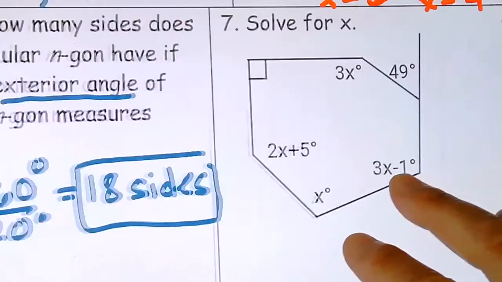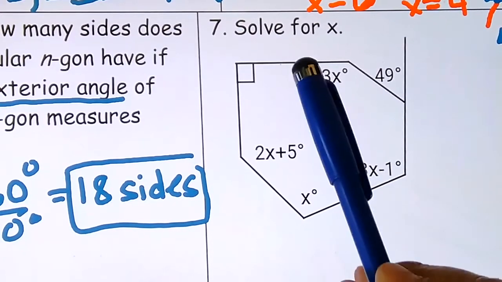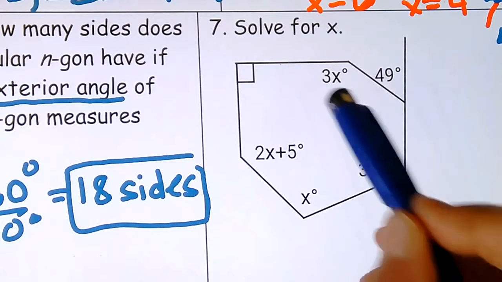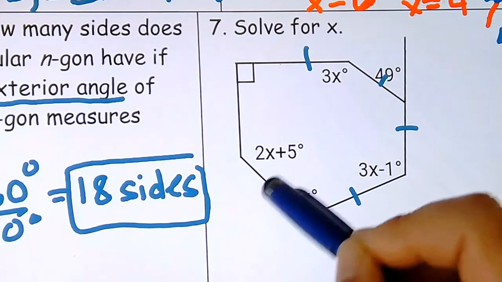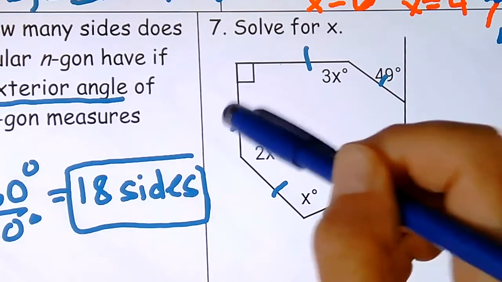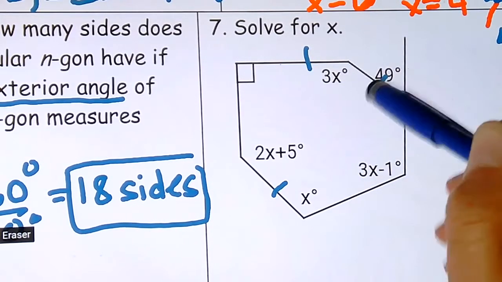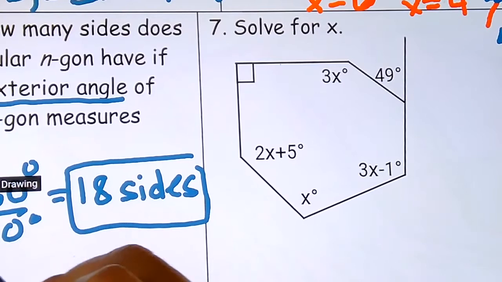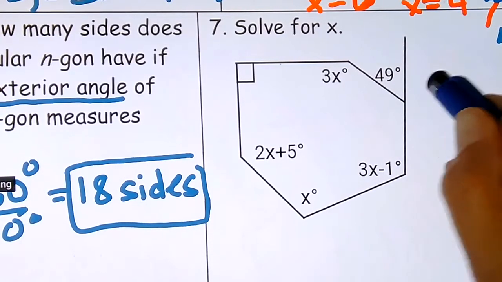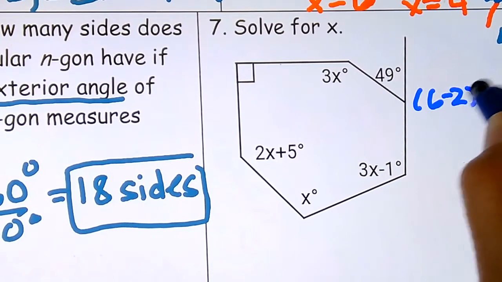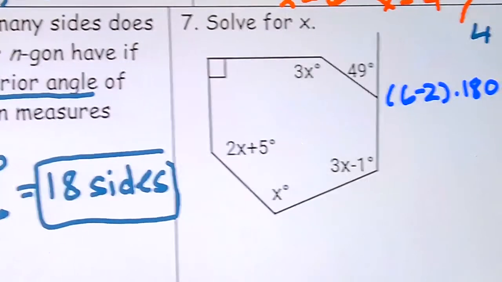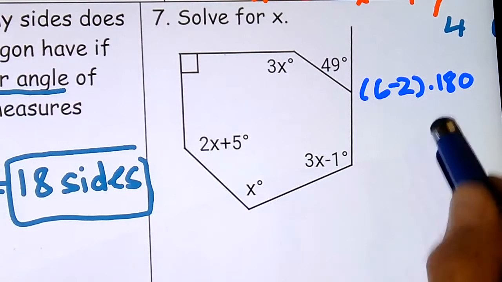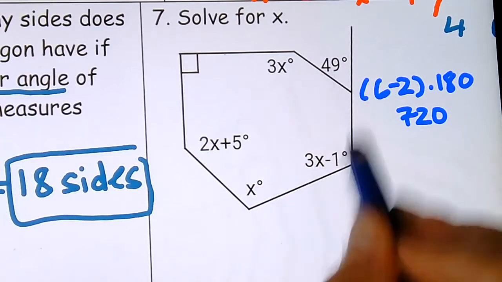On number 7, I have a pentagon here, not a regular one, but 1, 2, 3, 4, 5. Actually, I have a hexagon because I have, let me count, 1, 2, 3, 4, 5, 6. I have 6 sides. Okay, so I have a hexagon. Okay, so if I have 6 sides, I know that all of these added together, even though this is not a regular one, I know that if I take 6 minus 2 times 180, so basically 4 times 180, I end up with 720. That's how many degrees this should all add up to.